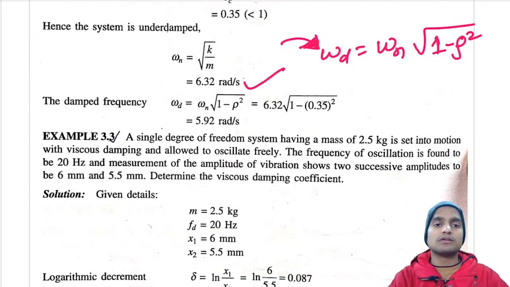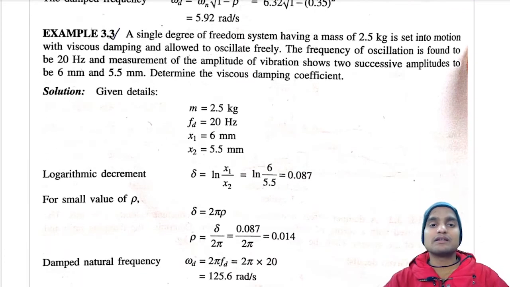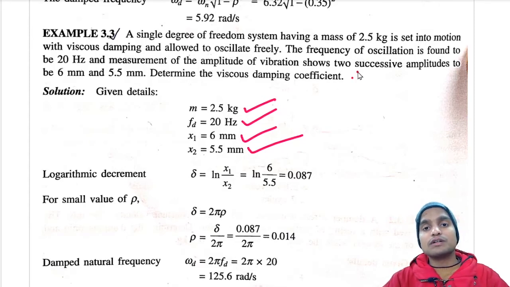Let's go to the third numerical, and in this we have a single degree of freedom system having a mass 2.5 kg with viscous damping, allowed to oscillate freely. Frequency of oscillation is found to be 20 Hz. So Fd is 20 Hz, and measurement of the amplitude of vibration shows two successive amplitudes to be 6 mm and 5.5 mm. If x1 is 6 mm, x2 is 5.5 mm. Determine the viscous damping coefficient. We have to determine the damping coefficient, C value.